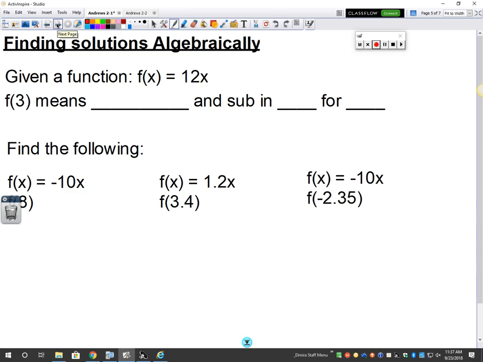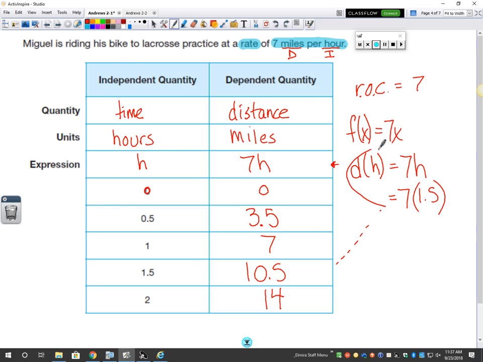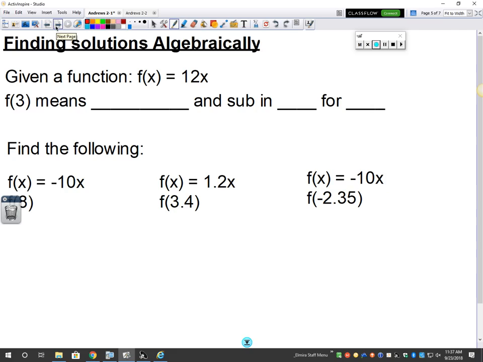All right, so finding solutions algebraically, we've kind of done that. That's where I'm subbing in, like I did right here. But I'm going to take it a step further with some notation things. Okay, so if we have a function that says f of x equals 12x, what f of 3 means is that x equals 3, and so we should sub 3 in for the value of x in the equation. So in this one, that would mean I would take 3 and put it in the place of x. So 12 times 3, and I would get an answer of 36.